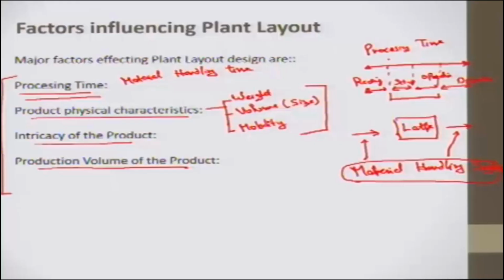Now next is the intricacy of the product. If the product is made of a very large number of components, then a large number of people may be employed for handling the movement of these parts from shop to shop, or from machine to machine, or from one assembly point to another. Then the product layout has to be accordingly. By intricacy I mean a large number of sub assemblies or components.